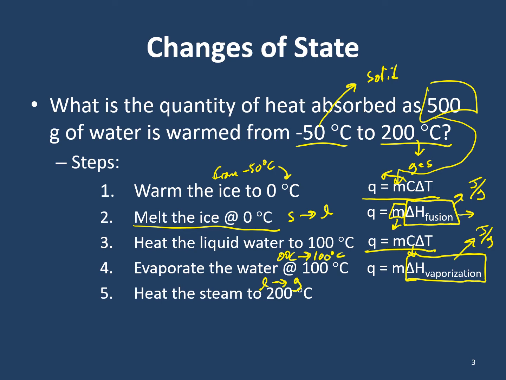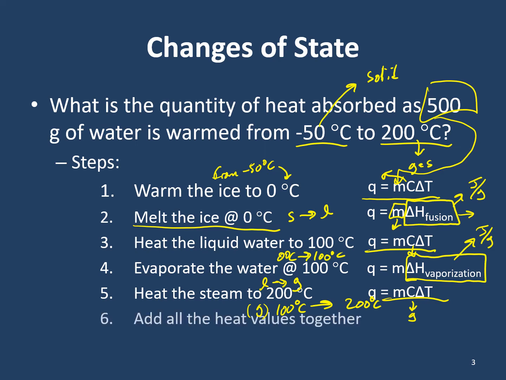Then we need to heat the steam to 200. So now we're in the gaseous state, we're at 100 degrees Celsius, and we want to go to 200 degrees Celsius. Again, we're changing temperature, so we're going to use Q is equal to MC delta T. This is now the specific heat for gaseous water, and we're almost done. The last step, we want the total quantity of heat. We need to add all of the heat values that we calculated in these 5 steps together to get our amount of heat that would need to be absorbed.